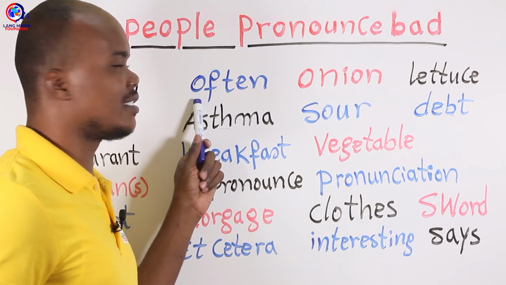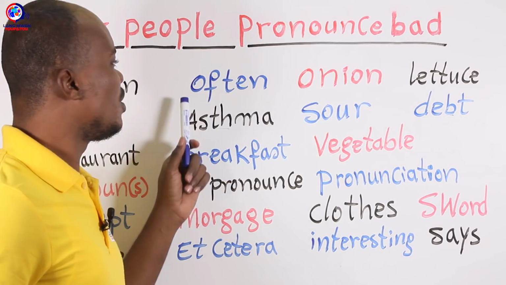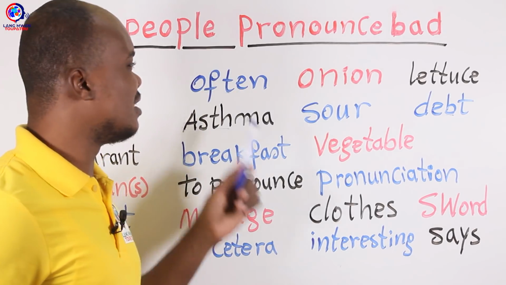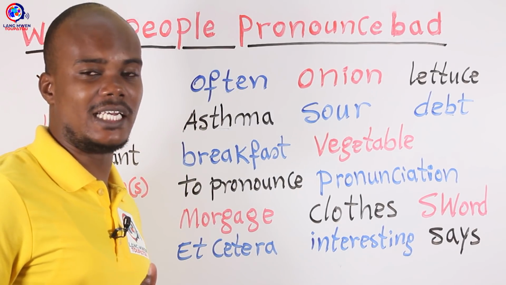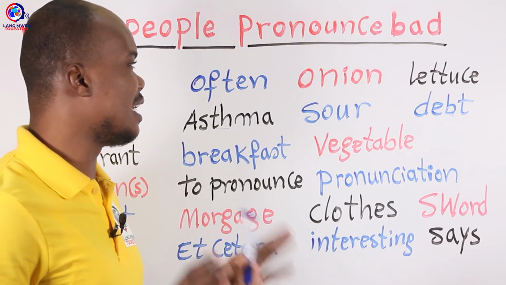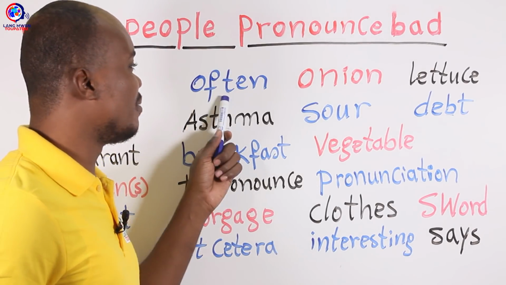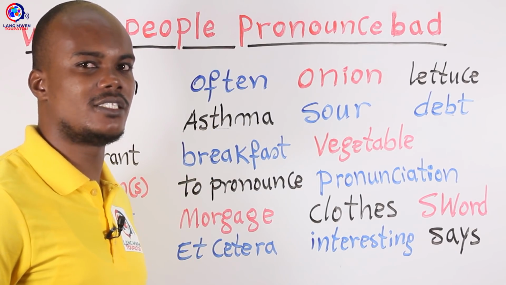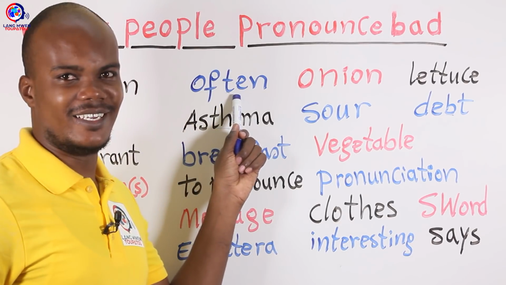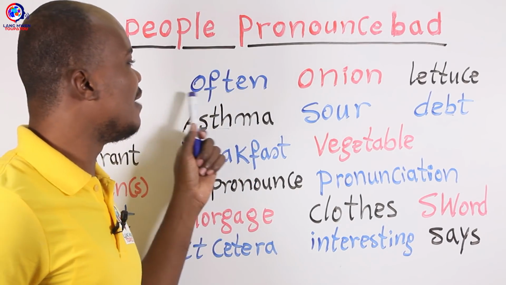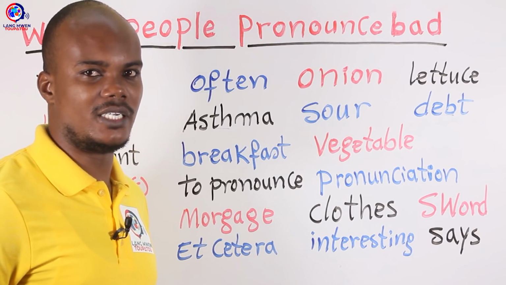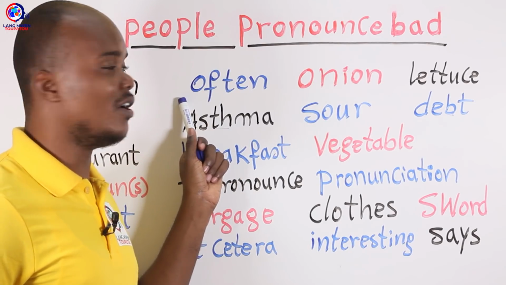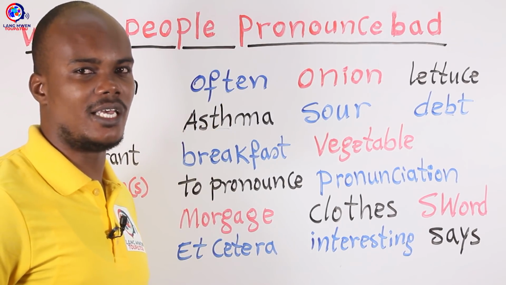The second word is often. You can say often and you can say often also. The letter T can be silent or you can pronounce it. It's not a problem. For American English, they don't pronounce the letter T. For British English, they pronounce the T. For American English, they say often, okay, or often. And for British English, they say often, okay? You say often for American English or often for British English.